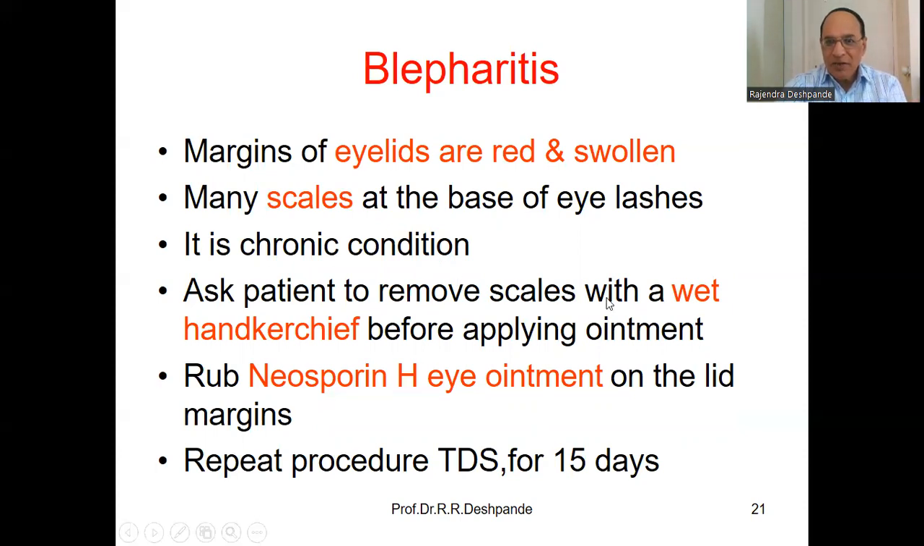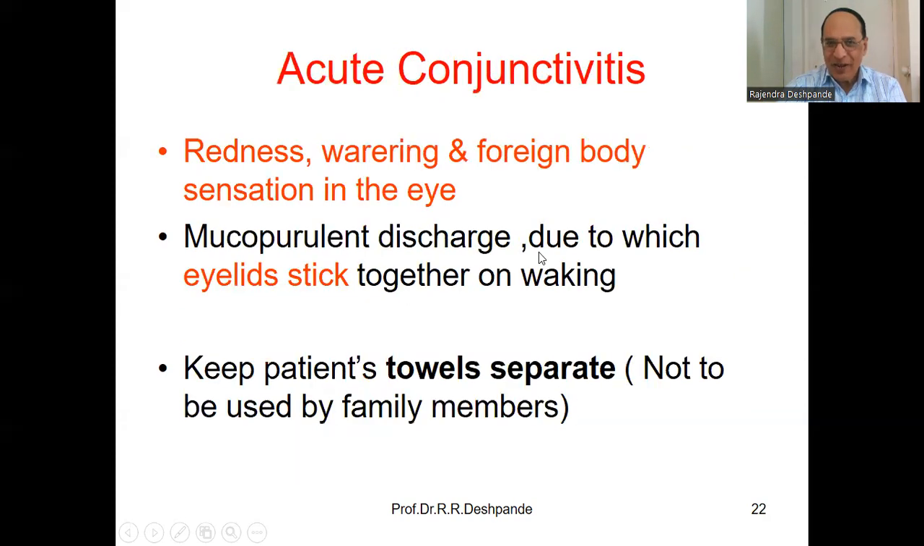Ask the patient to remove the scales. This is the home remedy, with a wet handkerchief before applying the ointment. You must clean it. Cleaning is important before application of the ointment. Rub Neosporin H, an antibiotic with hydrocortisone, eye ointment on the lid margin. Repeat the procedure 3 times a day for a minimum of 15 days. Blepharitis is finished. Only one symptom and a simple remedy of applying ointment.